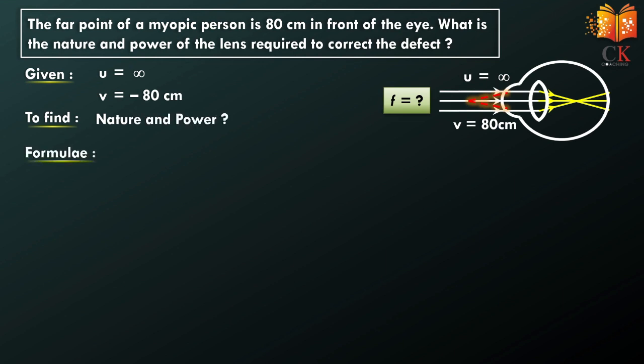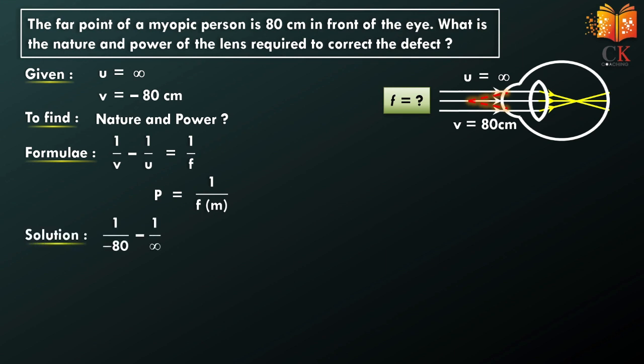So to find what? Nature and power. We'll use the formula 1/v minus 1/u, which is the lens formula, and we'll equate it to 1/f. Power is 1/f in meter. So first we'll put the values: 1/v, which means 1/80. It is in centimeter, so first we'll get the value and then we'll convert. Minus 1/infinity equals 1/f.